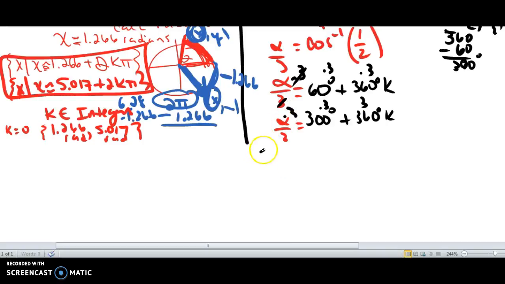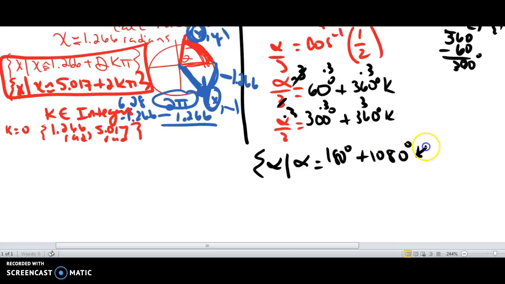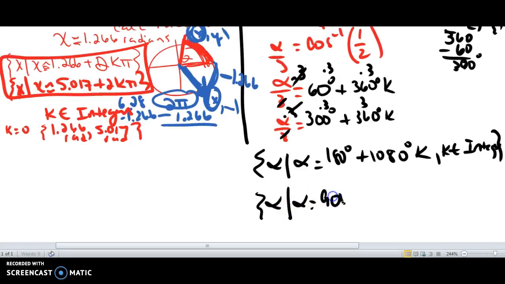All right, so those cancel. So I get alpha is equal to, that would be what, 180 degrees plus, that should be 1080, I hope, k. Okay, all right. And again, k is an element of the integers. Something like that. And then my other one, these cancel, and I get alpha is equal to, that would be what, 900 degrees plus, and again, that should be 1080 unless I made a dumb mistake, k, and k is an element of the integers. All right, and so I should get something that looks like that.